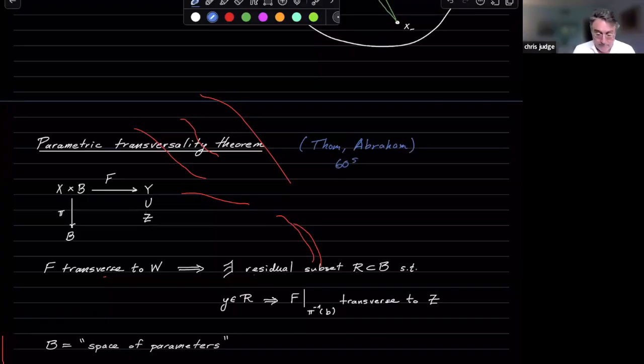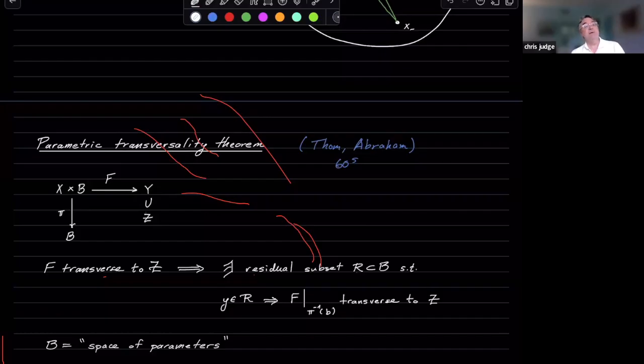So F, we're assuming, is transverse to Z on all of X cross B. And the theorem says if F is transverse to Z, so that means that the differential of F applied to the tangent space of X cross the tangent space of B, that image is transverse in the usual way to Z. I shouldn't have said W, I should have said Z. Sorry, today. Okay, Z. This implies that there exists a residual subset.